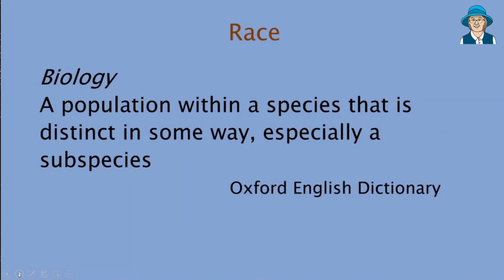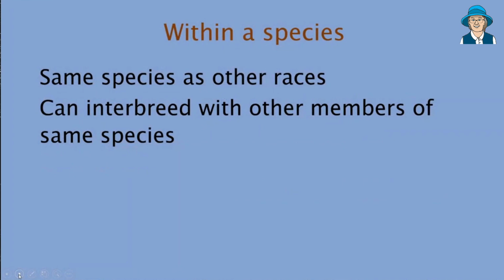So we all know what a species is. It's basically any group that can interbreed with one another. Now, notice it is within a species. So whatever race you might have, and this is biology in general, so we're talking about plants, fungi, animals, as well as human beings, all right, it is the same species as the other races within that species, and can interbreed with other members of the species. And just a couple of examples might help.